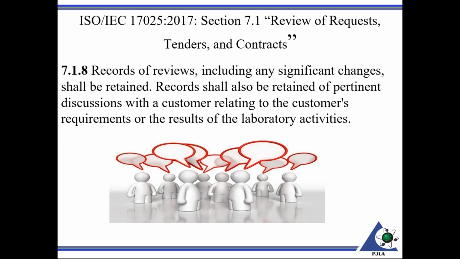Okay, so you're required to have a procedure, which was the first requirement in here. And like I said, a procedure is specifying how it's done. 718 is stating that you are required to have records. So a record is showing that it's been done.